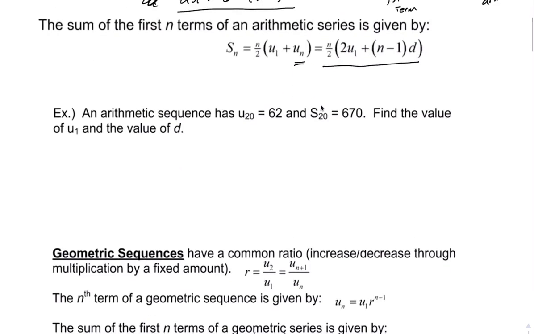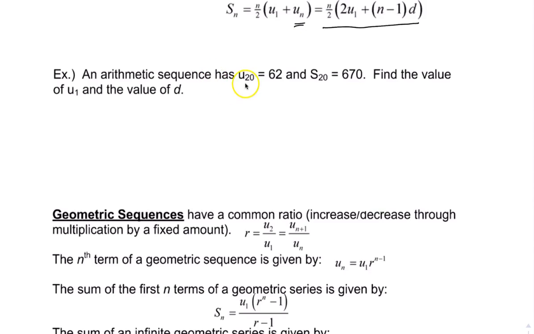And let's do a quick example. The arithmetic sequence has u20 equals 62 and s20 equals 670. Find the values of u1 and d.